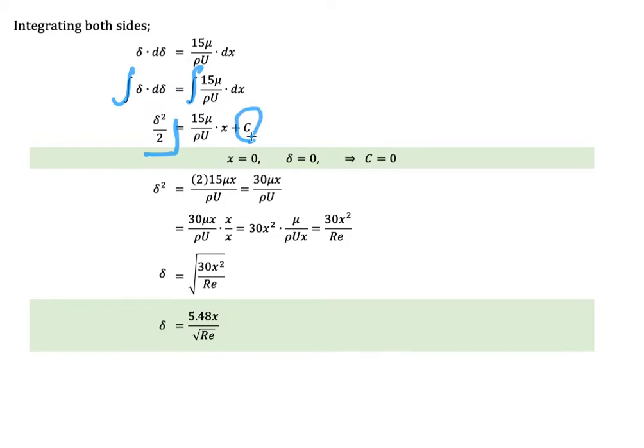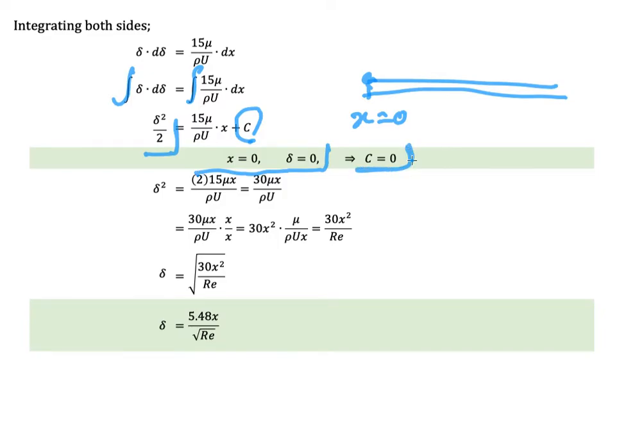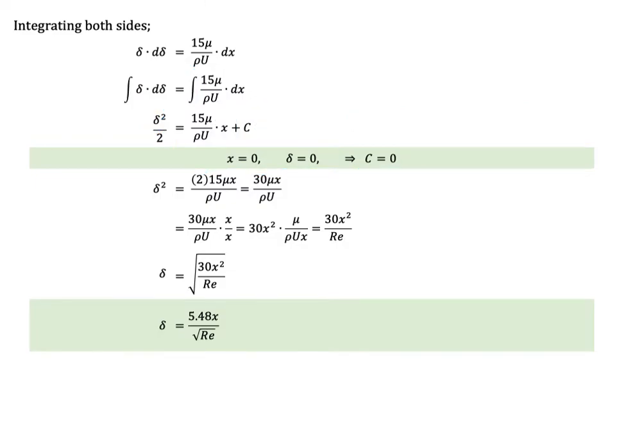This is the constant. So we need to determine the value of the constant. If we have a flat plate like this one, we could say that at x equal to 0, at the beginning of the flat plate, the delta is equal to 0. And then the c is equal to 0. After we substitute the value of delta 0 and x 0, the c is 0, then we could have the final equation as this one.